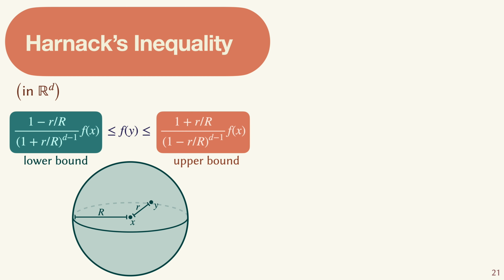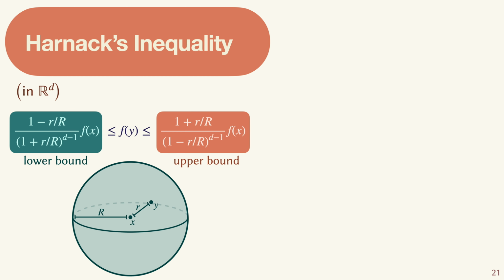Now we have this upper bound sitting above it, limiting how fast it can grow, and this lower bound sitting below it, limiting how fast it can decay. And these bounds are tight at the center point, where we know that the function's value is precisely f of x. At first, it may seem surprising that such a universal bound can even exist.